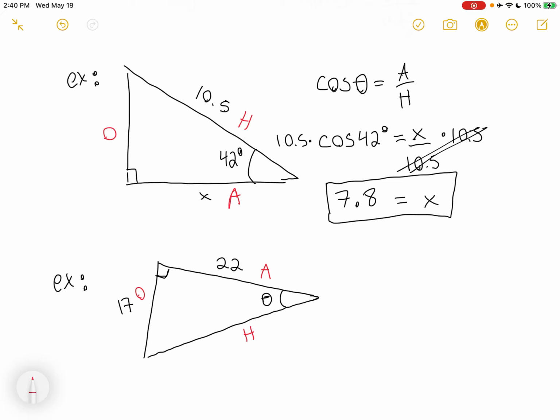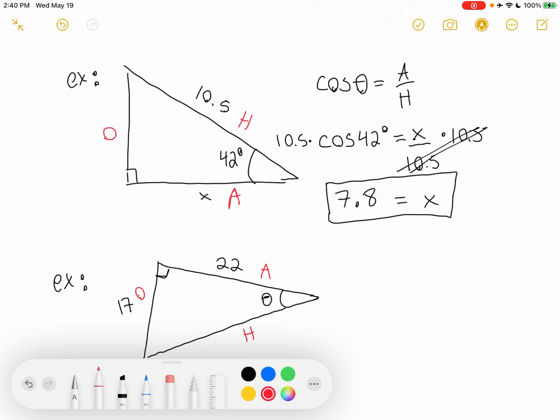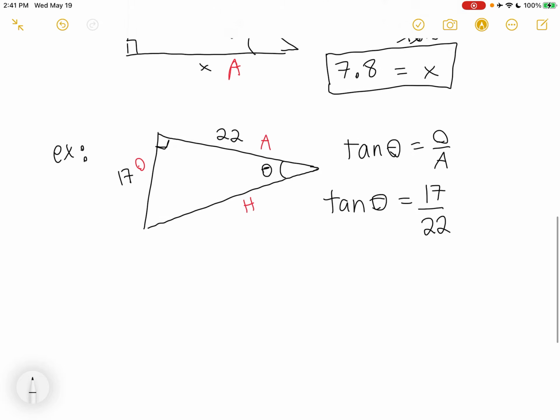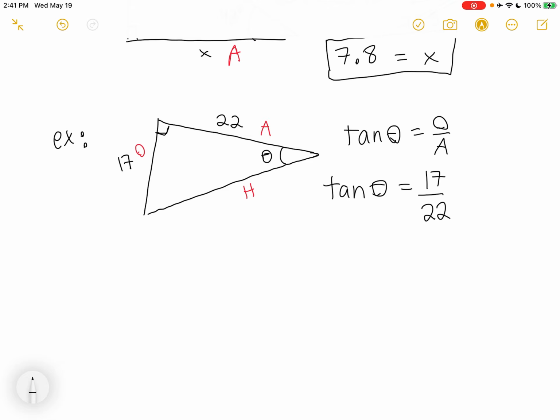Now in this case, I want the angle, and the two sides that I have are opposite and adjacent. So I need to use the tan ratio because that's the one that uses opposite and adjacent. So I'm going to write out my ratio, tan theta equals opposite over adjacent, and then I can fill in what I know. This time I don't know the angle. So the opposite is 17 and the adjacent is 22. Now to get the angle, if you know the ratio, you have to use something called tan inverse, and you have to hit the shift button on your calculator and take the inverse of the ratio.